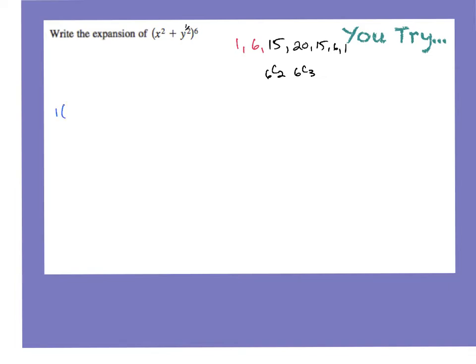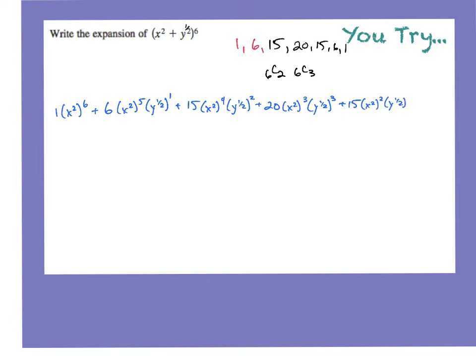So now we have 1 times x squared to the power of 6. We end up having 6 times x squared to the power of 5. And then we have y to the 1/2 to the power of what? 1. And then plus 15 x squared to the power of 4, y to the 1/2 to the power of 2. And then plus 20 times x squared to the power of 3, and then y to the 1/2 to the power of 3. And then plus 15 x squared to the power of 2, and then y to the 1/2 to the power of 4.